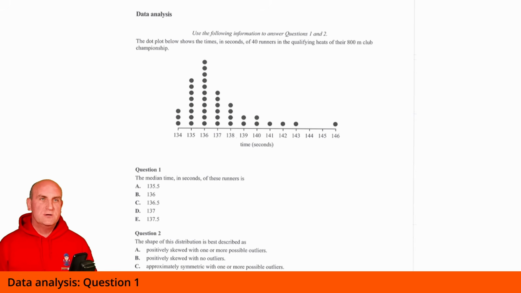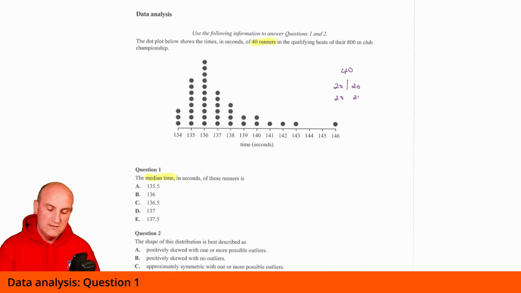The dot plot below shows the times in seconds of 40 runners. Okie dokie, we've got 40 runners in the qualifying heat of that 800-meter club. The median time, I want the one in the middle. They told me there were 40 data items, so if I split that in the middle, I'd have 20 on one side and 20 on the other. So I'm probably looking for partway through the 20th and the 21st dot.